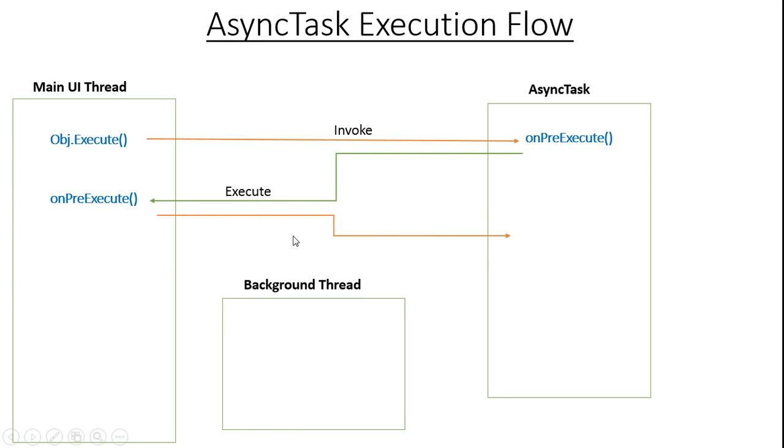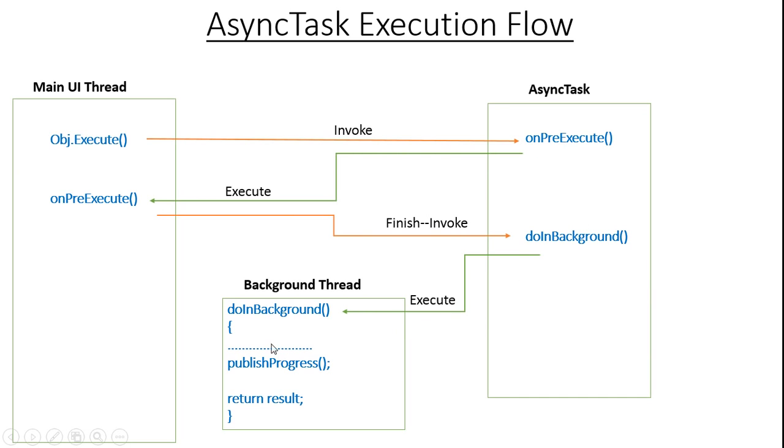And after finishing the execution of the onPreExecute method, the Android system will call the doInBackground method inside AsyncTask. And the Android system will place the doInBackground method inside the background thread, not on the UI thread. This is the only method that executes inside the background thread. Now it executes the doInBackground method inside the background thread.